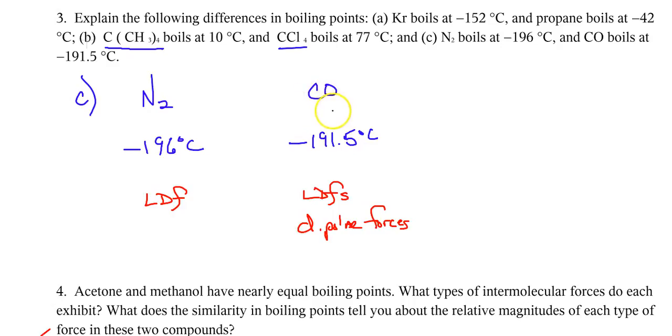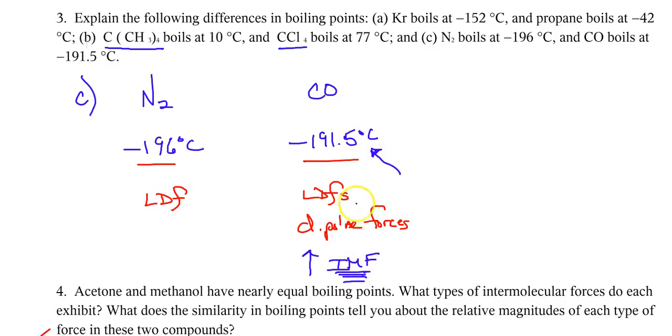There's no electron deficient H's, so it doesn't H bond with itself. Okay, so if you look at the reasoning here, negative 196, negative 191. Clearly, this is the higher boiling point. It's got the stronger intermolecular attractions, IMFs, or forces of attraction.